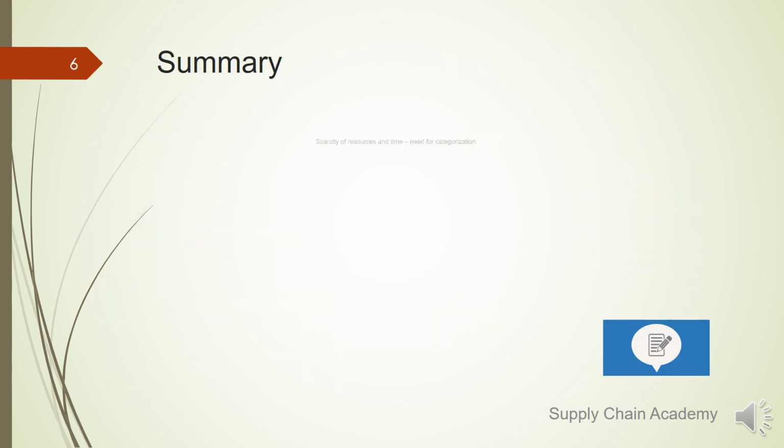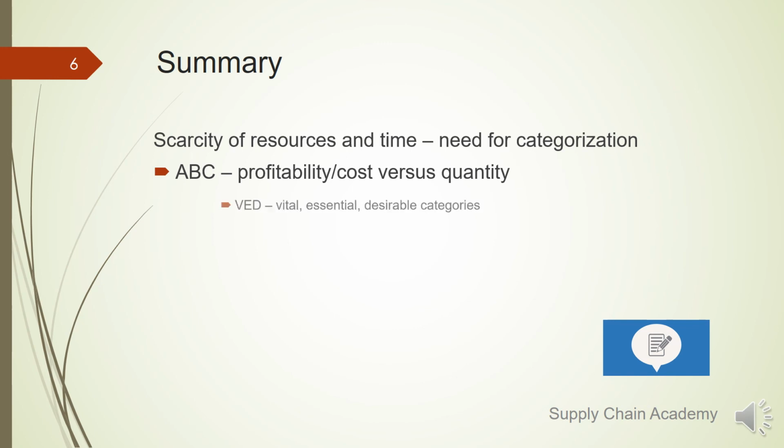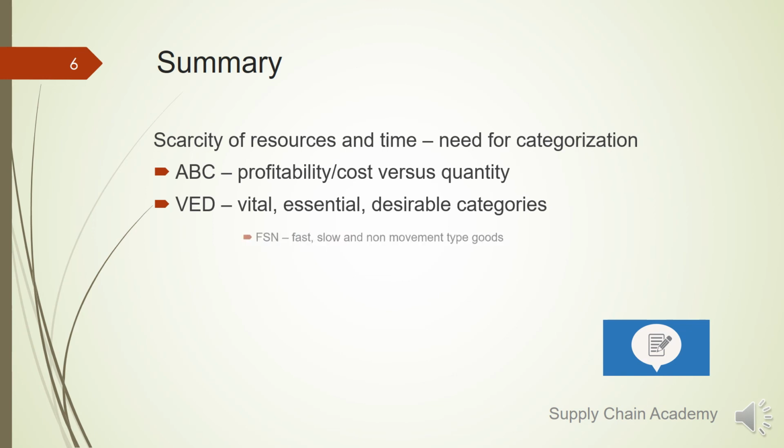As a summary from the first lesson, we need to note that scarcity of resources and time creates the need for categorization. ABC analysis focuses on profitability and cost versus quantity of goods. VED is a different type of approach, focusing on importance of goods, having vital, essential, and desirable categories. And the FSN approach is fast, slow, and non-moving goods based on annual turnover.